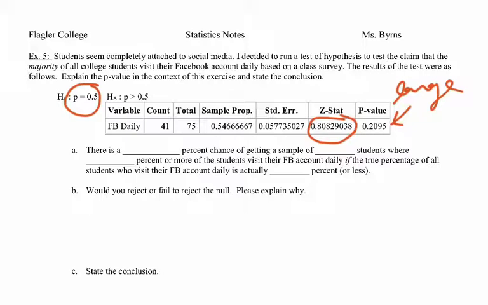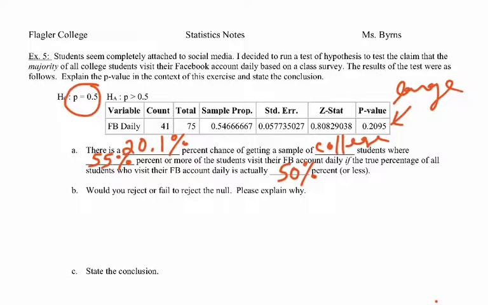Let's put all this together. So there is a blank percent chance of getting a sample. So we're describing the p-value. There is a 20.1% chance, that's the p-value, of getting a sample of college students, where 55%, because 55% is my sample proportion, where 55% or more of students visit their Facebook account daily if the true percentage of all students who visit their Facebook account daily is actually 50% or less.